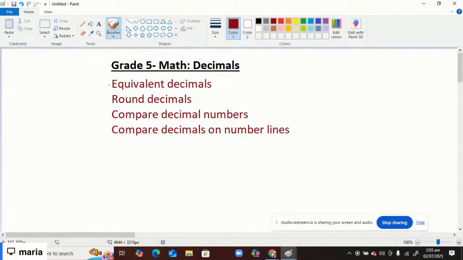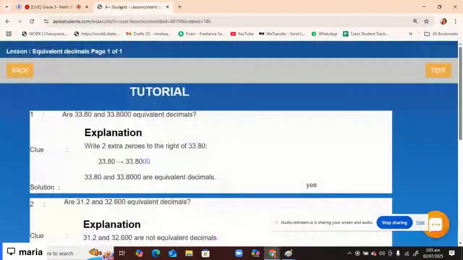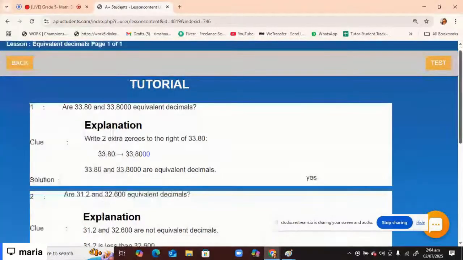You can find all the lessons on plusstudent.com. You have to log in using your email and the password provided by the administrator. Go to the subject tab, select maths from there, and scroll down. There is the list of chapters. Select the decimals chapter, and here is the lesson we discussed, equivalent decimals. This is our first lesson today.